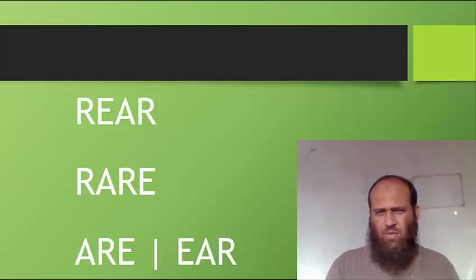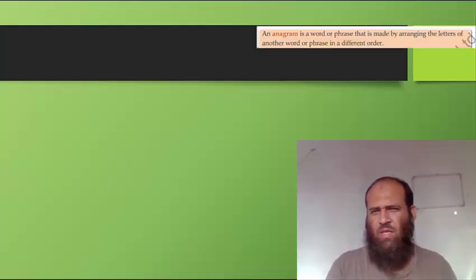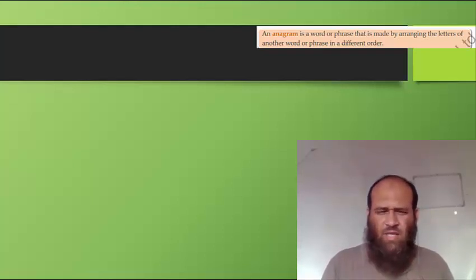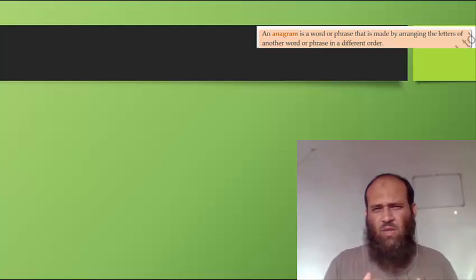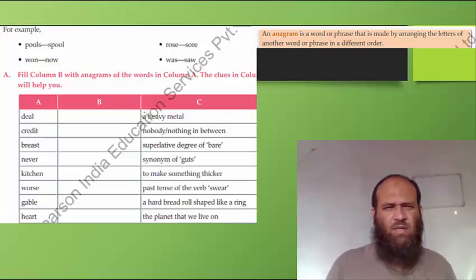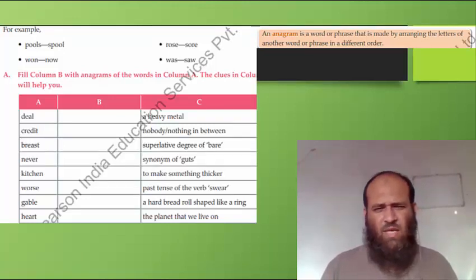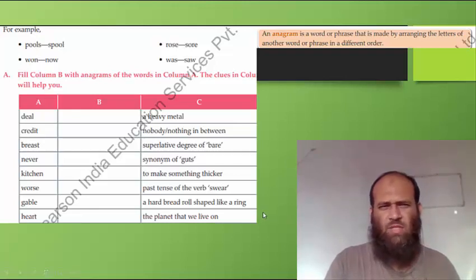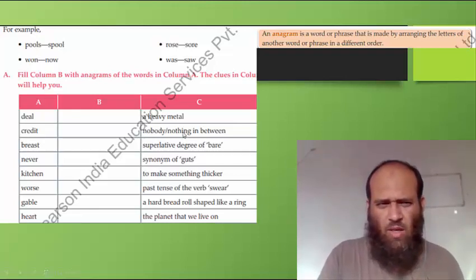These examples, when we scramble the letters of the word and make new words, are called an anagram. An anagram is a word or phrase that is made by arranging the letters of another word or phrase in a different order. Let's take some examples here. For example, pools becomes loops, rose becomes sore, one becomes now, and was becomes saw.